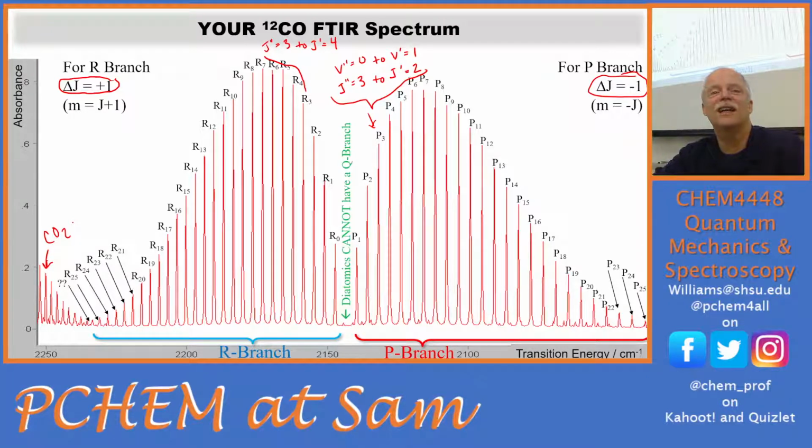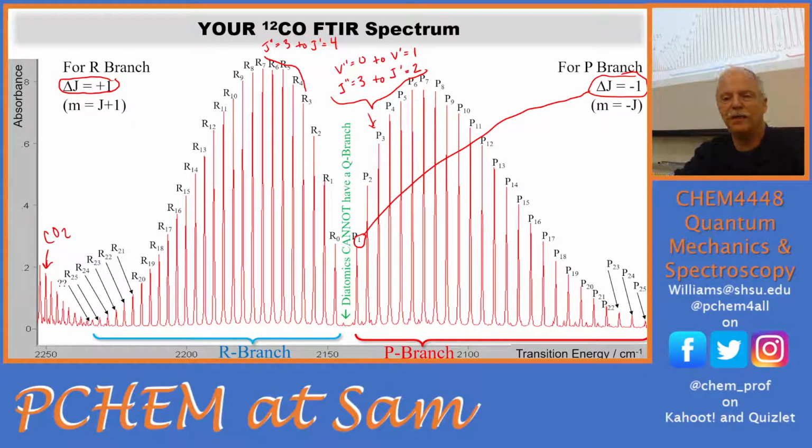Yes? You may have said it, but why do the R values start at 0 and the P values start at 1? Yeah, excellent. This one here, P1, is because delta J has to be -1, and we can't go less than 1. So if we started at P0, we'd have to go to J prime equals -1, and we can't do that. But we can go up, so we can start at R0 and go up. We can't start at P0 and go down to -1. That's very important.